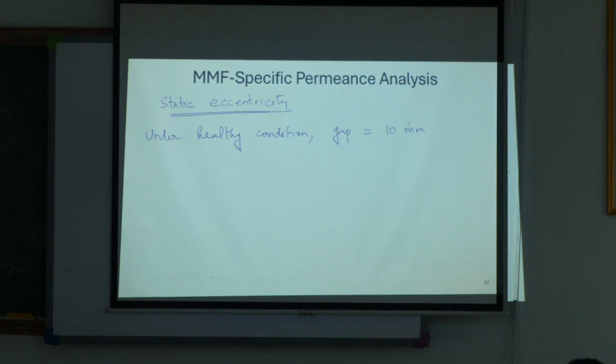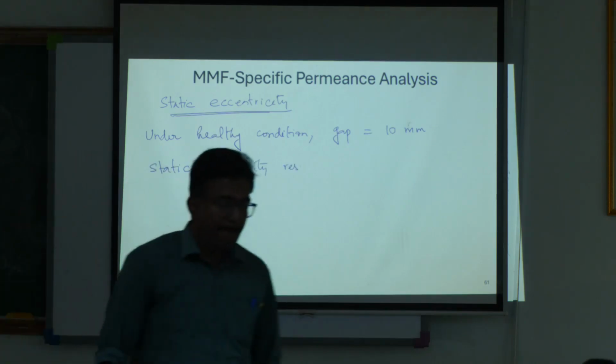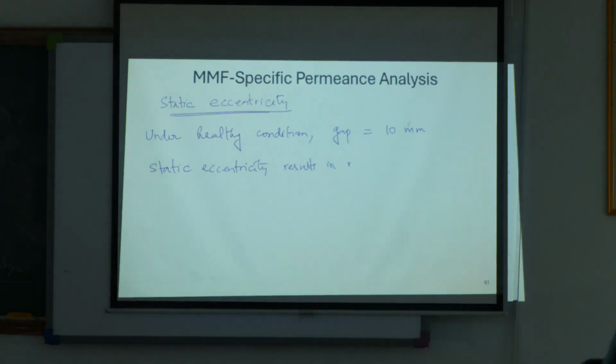Whenever there is a static eccentricity, what is happening? The center of the stator is offset from the center of rotation. That is the basic definition of static eccentricity. We have an oval stator, the rotor is rotating about its own axis, and the distance by which the minimum air gap happens, so static eccentricity results in a minimum gap of 5 mm.